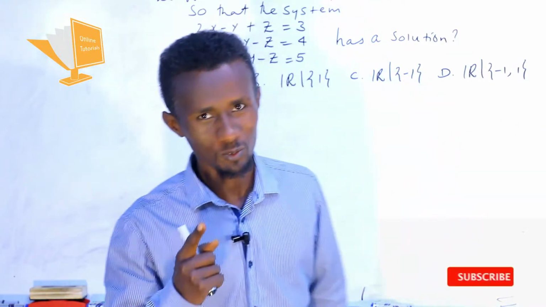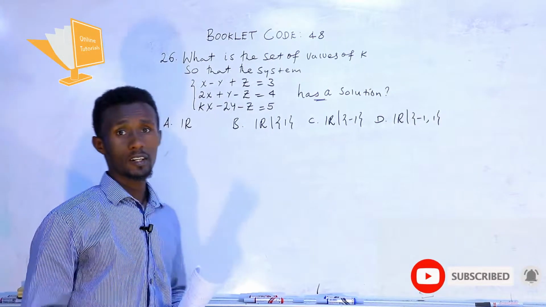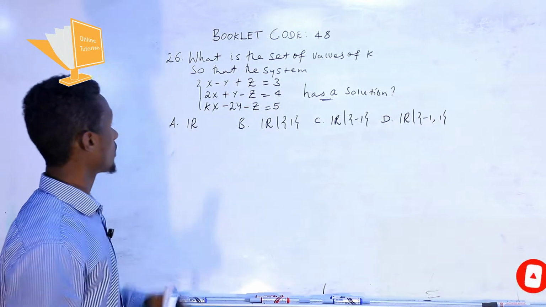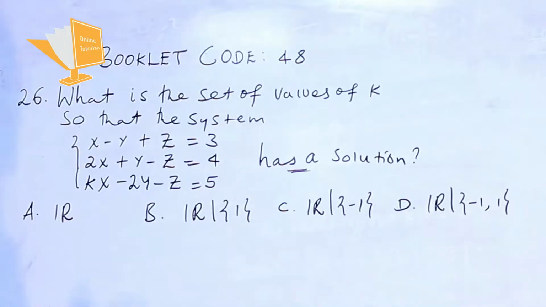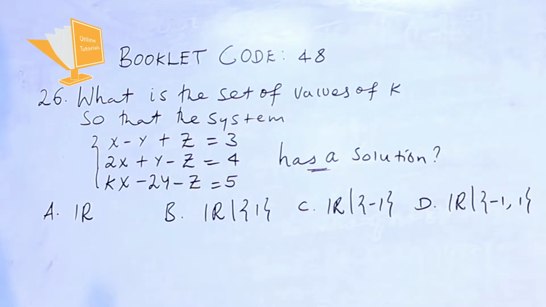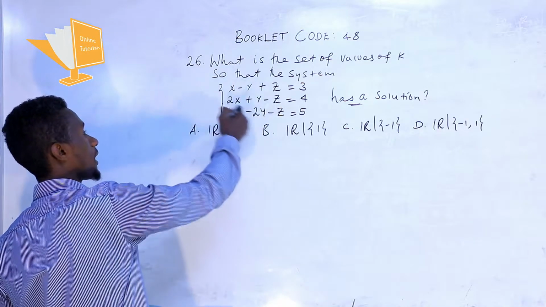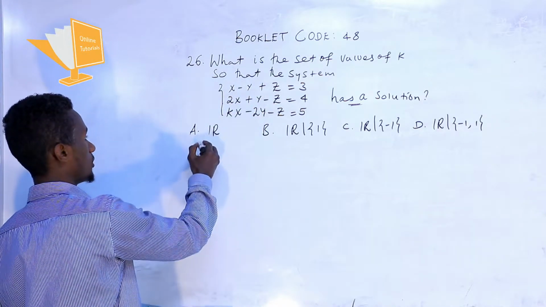ኦኬ አሁን የምናየው የ26ኛውን ጥያቄ ነው። የ26ኛው ጥያቄ የሚያተኩረው the system of linear equation. In the system of linear equation we determine the solution. ሶሉሽኑን ለመለየት የተለያየ ቴክኒኮችን እንጠቀማለን። First of all, we must rewrite this as matrix notation.